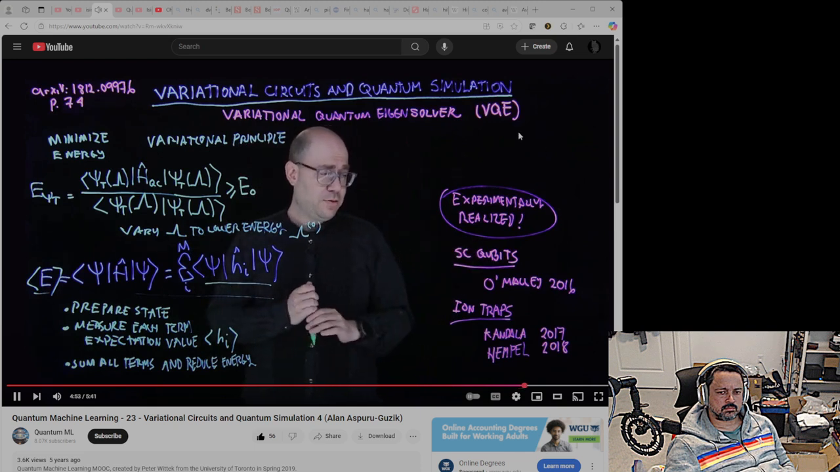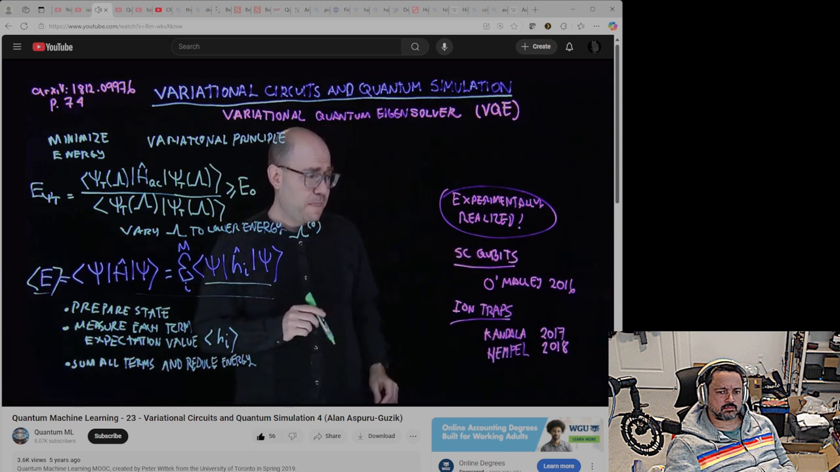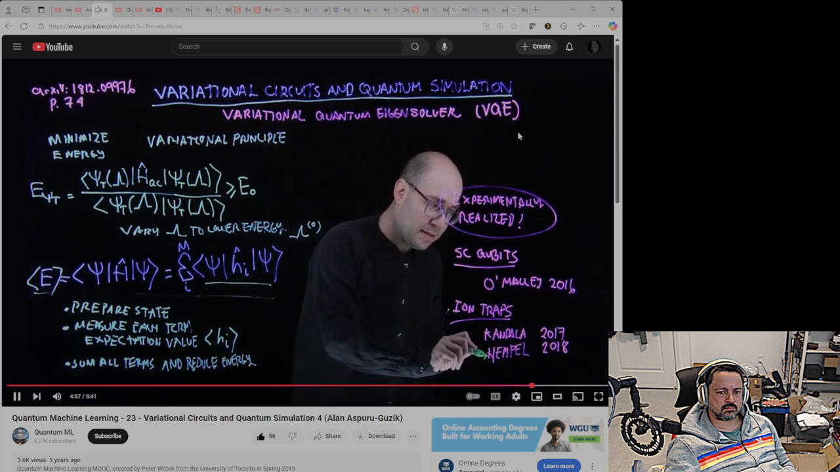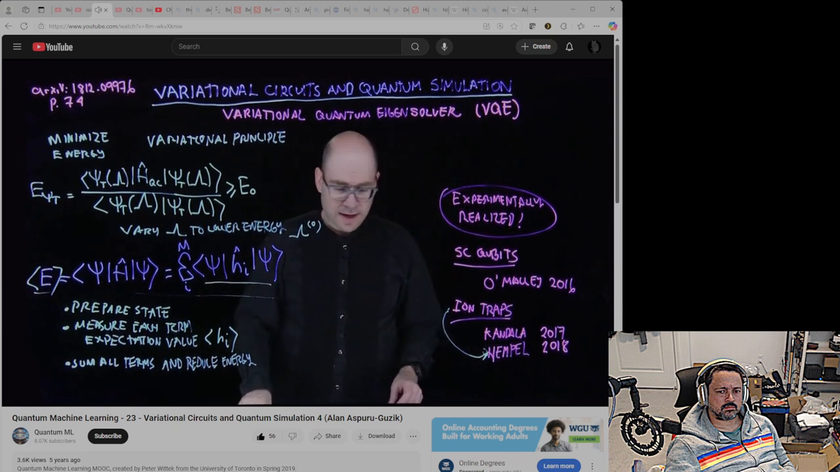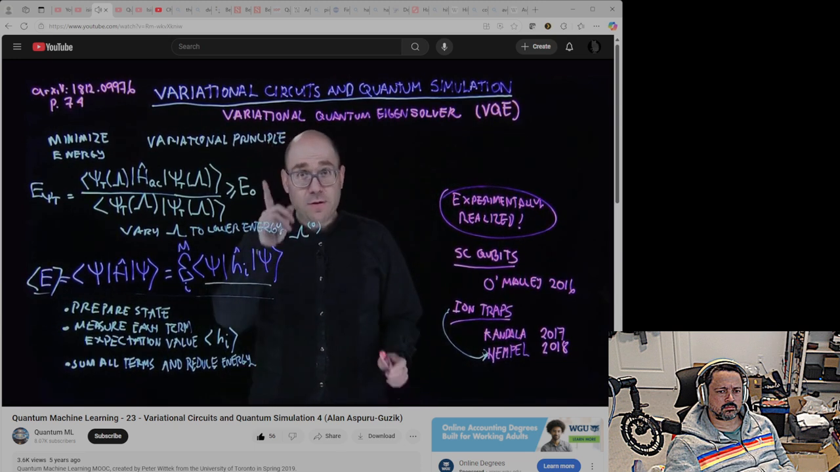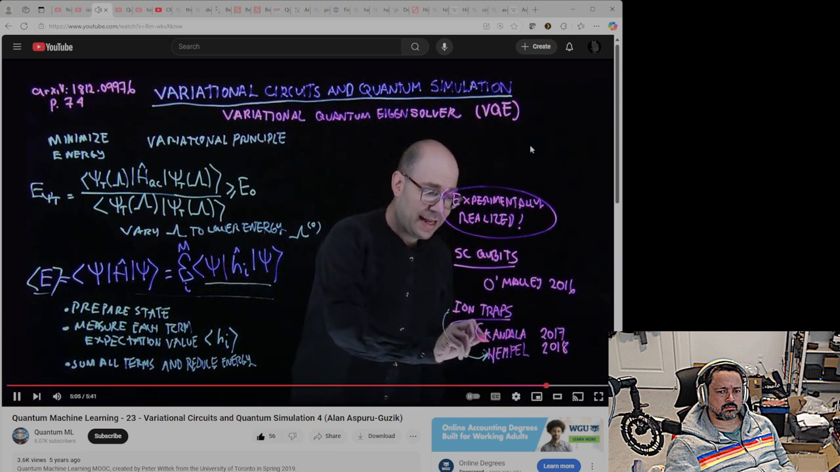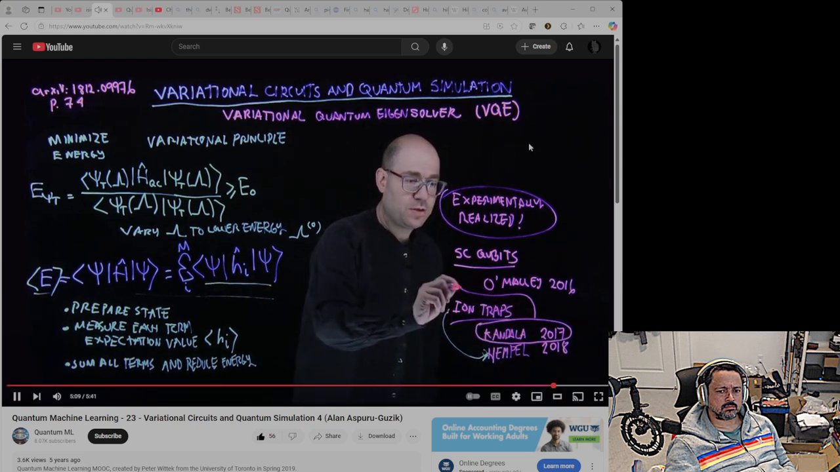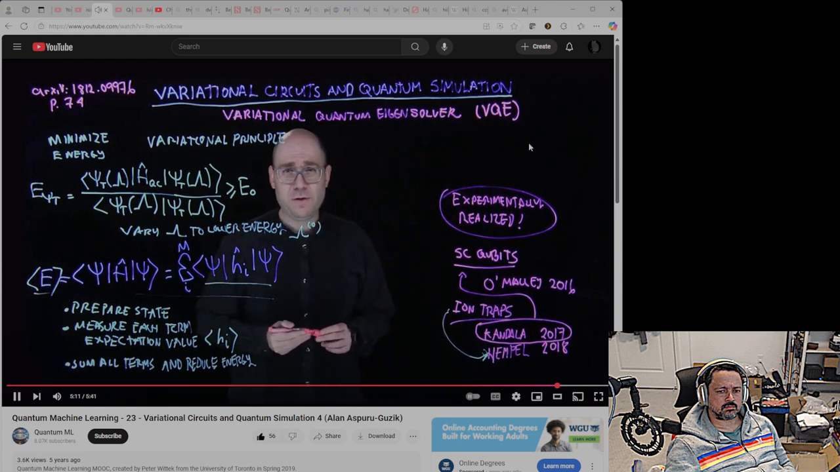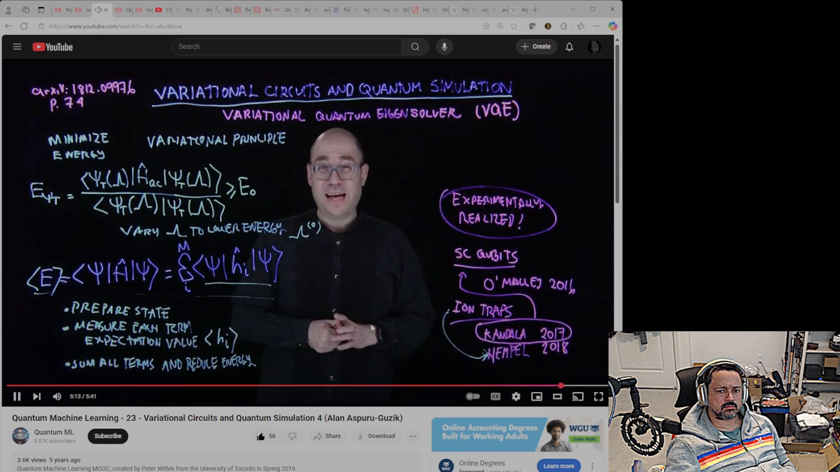And then in ion traps, Cornelius Hempel did slightly larger molecules like the helium hydride. And I guess I had an error in each slide, guys. So this Kandala paper from IBM is a Nature paper. It's actually a superconducting qubit experiment with 7 qubits. It's the state of the art now of a variational simulation of a molecule on a quantum computer.